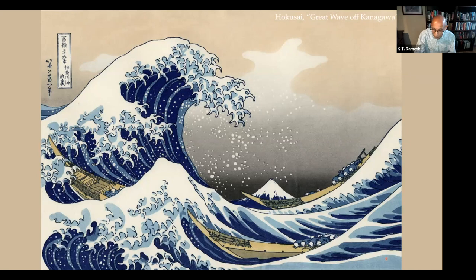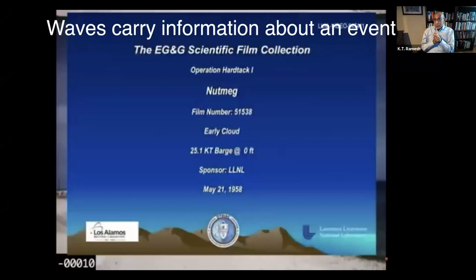But the main idea, so we've got propagating waves in a system, things like sound waves, water waves, they move at a certain speed. The main thing to realize with waves is they are giving you information about an event. So a wave certainly propagates at a certain speed, but it's carrying with it some information about an event that happened somewhere else. What I'm going to show you now is a movie of a nuclear explosion.